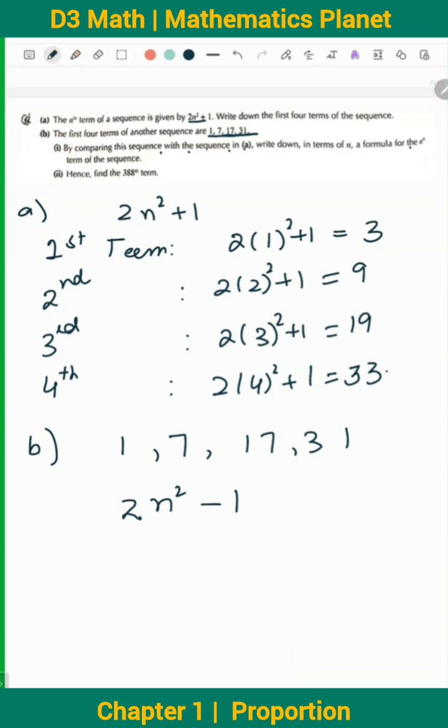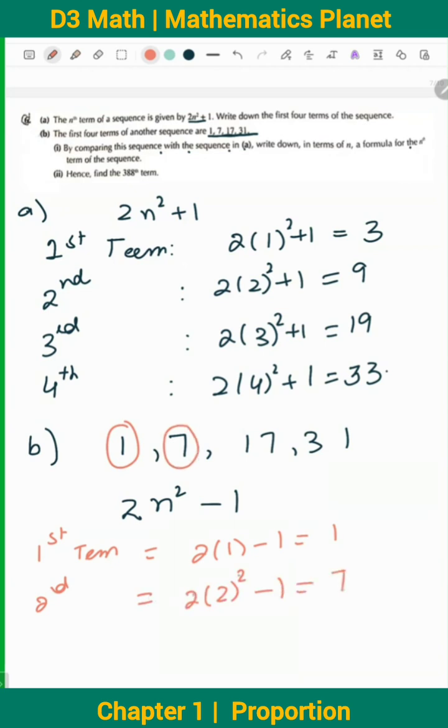Let's check this one. For first term, 2 times 1 square minus 1 is equal to 1. We got the first term. Second term, 2 times 2 square minus 1. 2 times 2 is 4, 4 times 2 is 8, 8 minus 1, 7. We got the second term. So this formula is working for this term. Now, how can we calculate this formula?